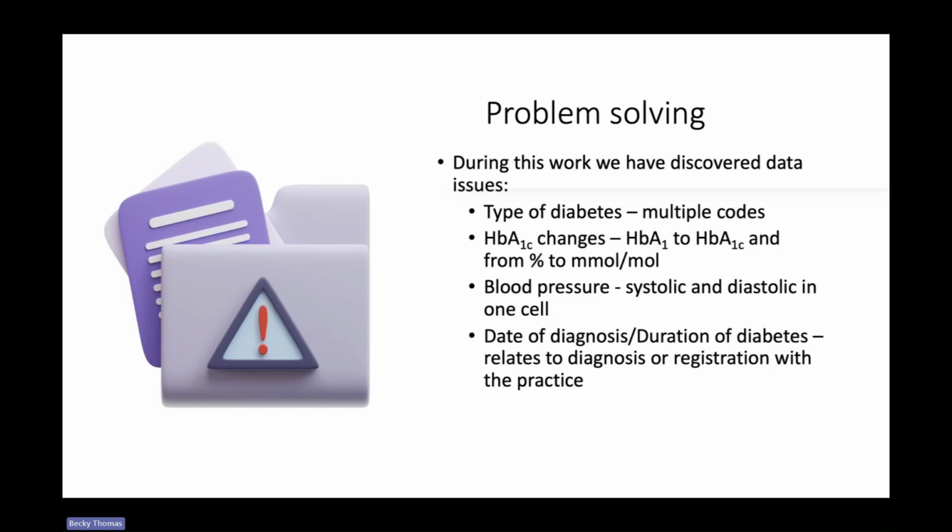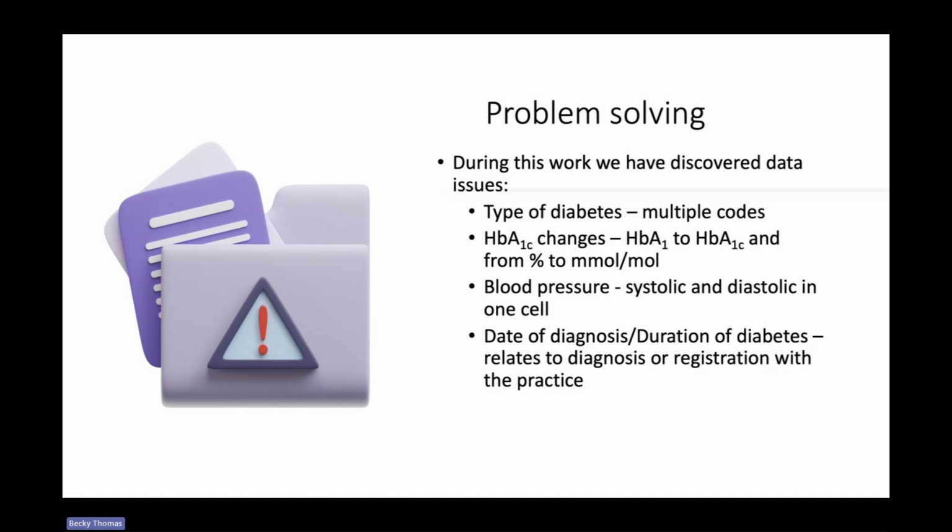HbA1c has changed over time. If you're looking at legacy data, you really need to be aware of the changes in the measurement of HbA1c. We've gone from HbA1 to HbA1c. That has been a subtle change, but it has increased slightly. And then there's a change in the measurement. We've gone from percentages to millimoles per mole. That is a much more dramatic change. So a 10% would equal something like 86 millimoles per mole. So it's a little bit easier to pick that one out.